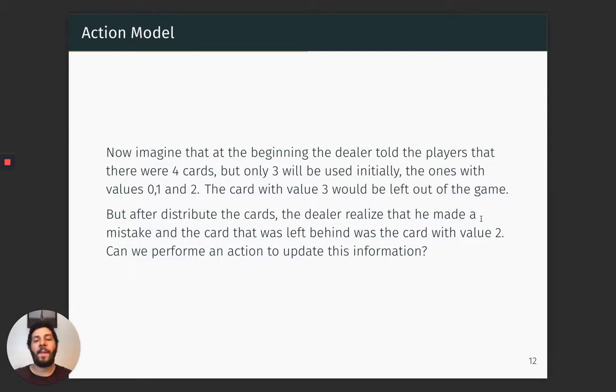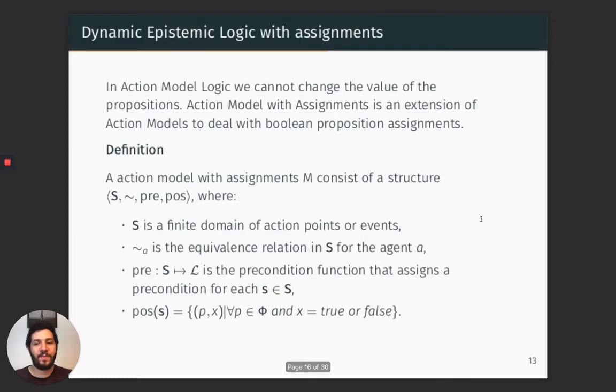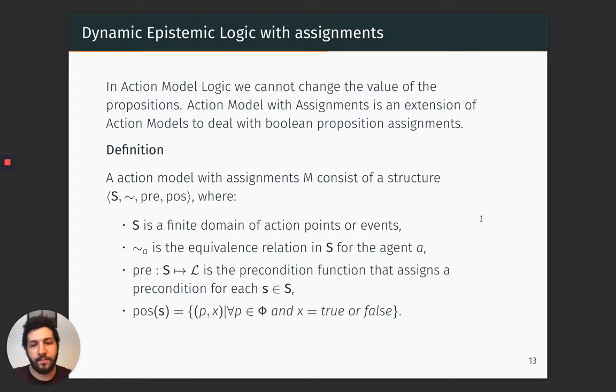So how can we perform an action to update this kind of information? Well, with dynamic epistemic logic, we can't, because we cannot change the value of the propositions. But with dynamic epistemic logic with assignments, we can assign new values to Boolean propositions. So to do this, they extend the concept of action model by adding a post condition. And this post condition means that after you execute this action, execute these new assignments. The post condition is a list of assignments that are going to be executed after the action.